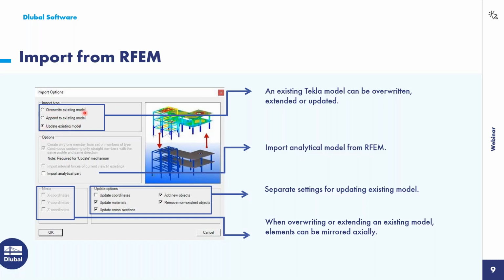Overwrite means it'll completely wipe the file and everything will be started new when importing in. Appending is more for adding additional members or parts to the model. And then update should be used if you're looking to update things like materials and cross sections, and it can also do new objects as well. And then here are some mirroring options if you're using the overwrite or append option. You can choose to mirror about the X, Y, or Z coordinates.